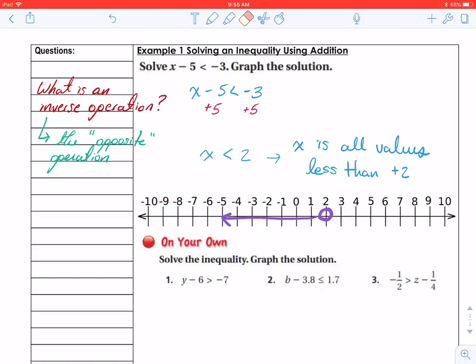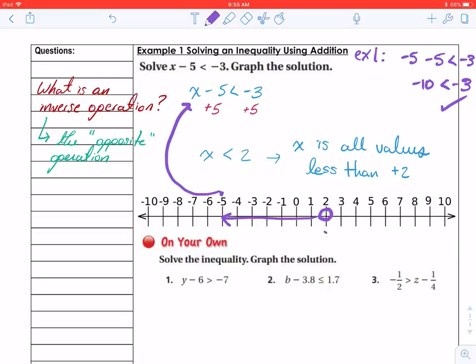And we can test that. Let's test that now. So let's choose any number. I'm going to choose negative 5. So I'm going to plug in negative 5 into x. I'm going to do that over here. So this is example 1. Negative 5 minus 5 is less than negative 3. And we're going to see if that's true. Well, negative 5 minus 5, that's negative 10. And negative 10 is indeed less than negative 3. So that is a true statement.